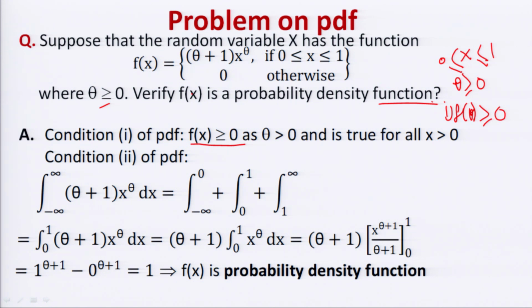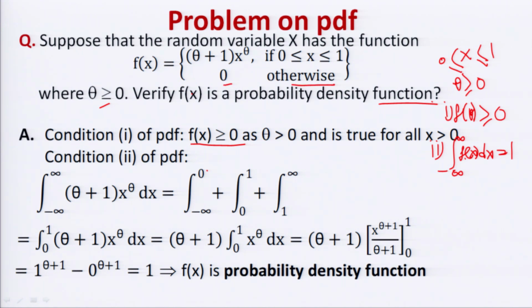The second condition is that the integral from minus infinity to infinity of f x dx is equal to 1. Now, f x is equal to theta plus 1 times x to the power theta for x between 0 to 1. If we put the value of this function in this condition, then f x is theta plus 1 times x to the power theta and the limit here is minus infinity to infinity. So, first we break our limit into minus infinity to 0, 0 to 1 and 1 to infinity, and the function is 0 otherwise.